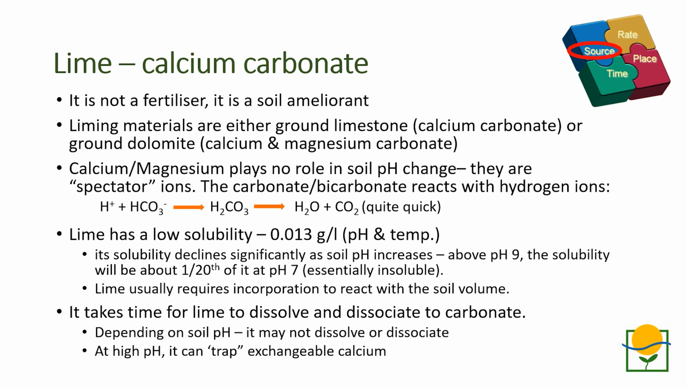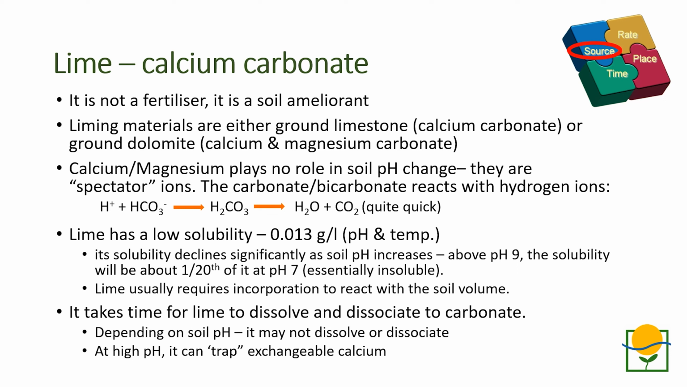The first part of this 4R approach to liming is to understand what the source of material is that we are using. So lime's calcium carbonate. It's not a fertiliser, it's a soil ameliorant. It does have some nutrients in it, calcium and magnesium, but essentially it's used to change soil pH.